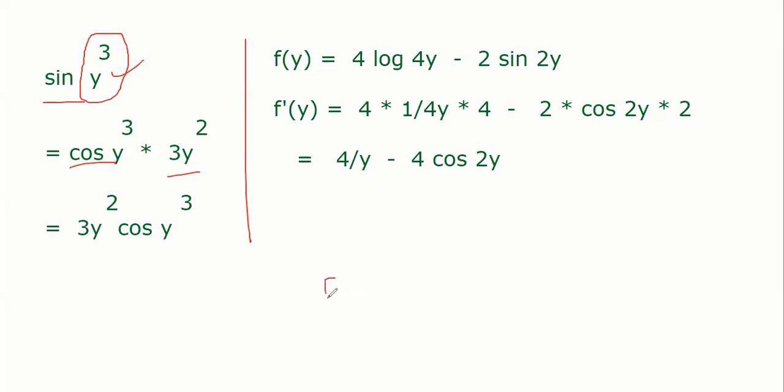If the function is f of y equal to 4, then differentiating the constant, the answer is 0. Okay sir. Here it is 4 times log y, it is not 4 times log 4y. So this is what I am differentiating, 4 is outside. Very good question. Any other question?